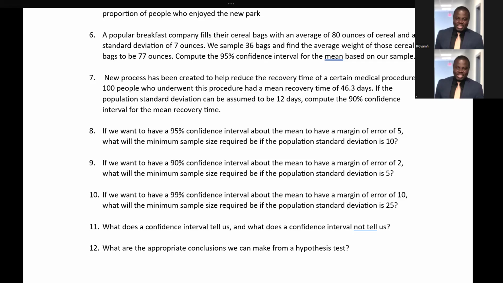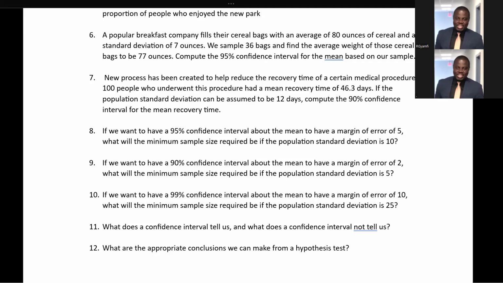So we've got a population mean and a population standard deviation. We sample 36 bags. Now we have the sample, and we find the average weight of those cereal bags to be 77 ounces. So right there, we know that this 77 ounces is a sample average, or a sample mean. The question is, we should compute the 95% confidence interval for the mean based on our sample.